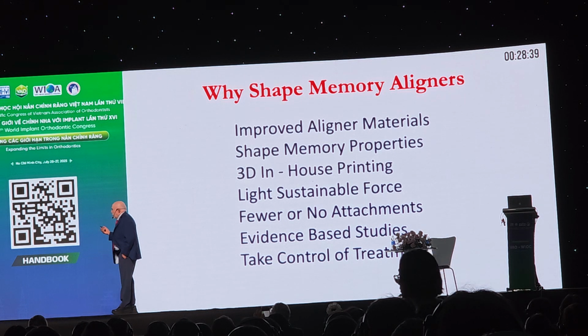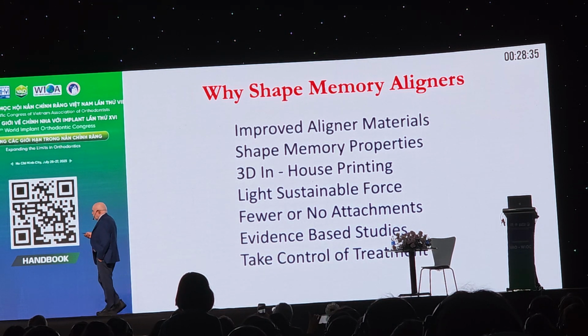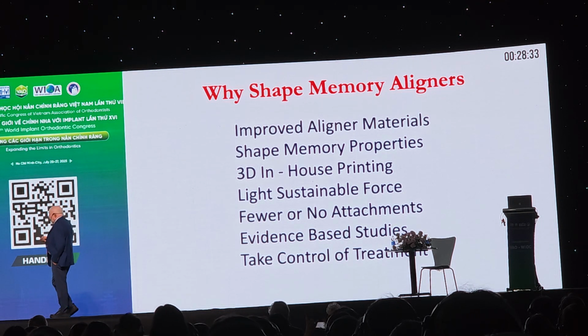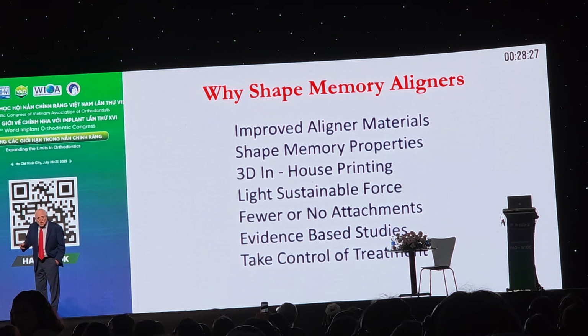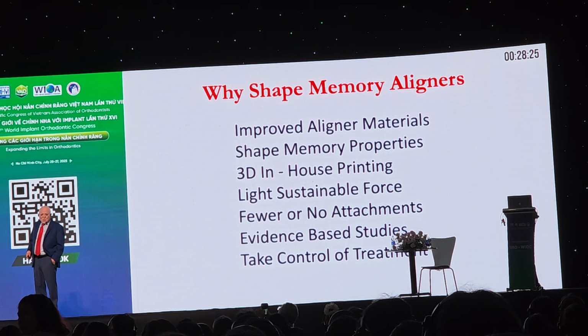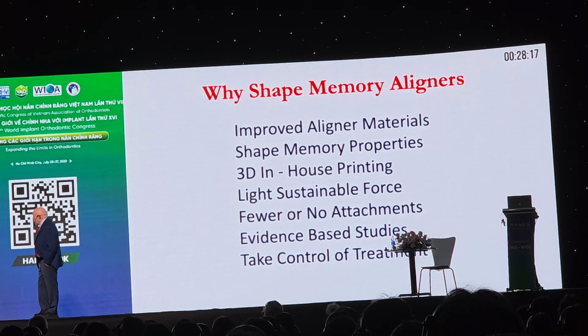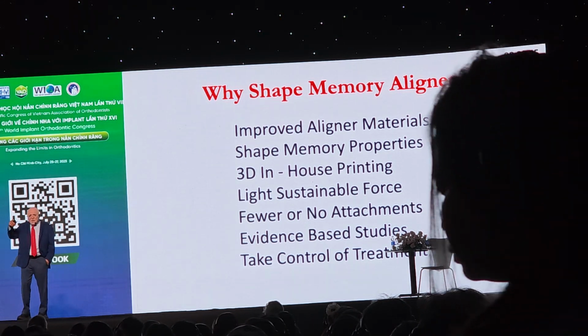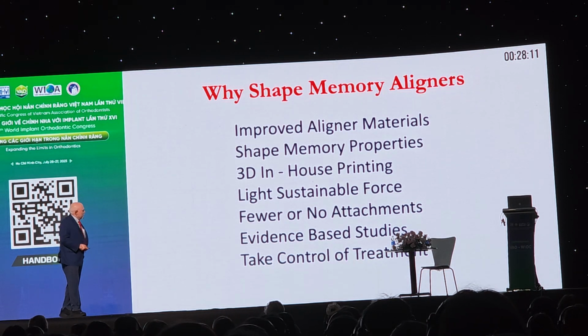So why shape memory aligners? Number one, improved material, shape memory properties, 3D in-house, light sustainable force, fewer or no attachments. And there are about 30 different evidence-based studies. Dr. Ki-Boon Kim is going to talk after me, and he's going to talk about his studies, what they have done in their department and all over the world. And you are taking control of the treatment, not somebody sitting in a lab.